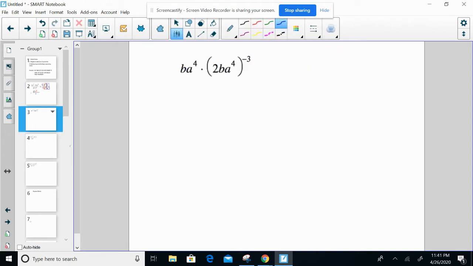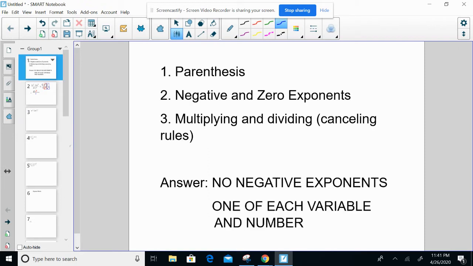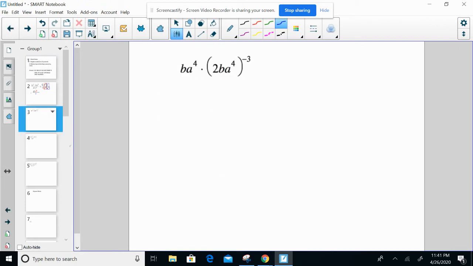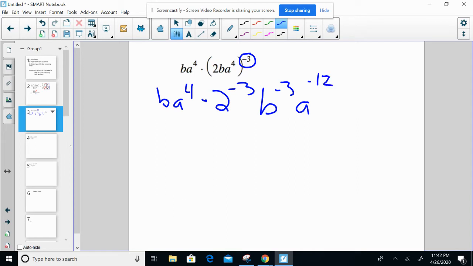All right, let's go to the next one. Now, this one does have parentheses. Step 1, parentheses, let's do it. So b, a to the 4th is going to stay the same for now. And let's deal with the parentheses. Now, this negative 3, I did see this happen a couple times. This negative 3 goes to everything. Not everybody did that last week, but the negative 3 goes to the exponent of everything. So 2 to the negative 3, b to the negative 3, and then a to the fourth, you have to multiply. When we have that exponent to an exponent, you multiply. So it's a to the negative 12th.